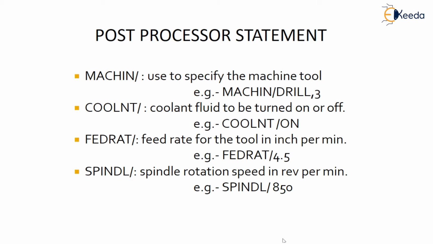For machining codes also, we will use MACHIN slash, used to specify the machine tool. For example, MACHIN slash DRILL, comma 3. Coolant fluid to be turned on or off: COOLNT slash ON. Feed rate for a tool in inch per minute: FEDRAT slash 4.5 inch per minute. Spindle rotation speed in revolutions per minute, that is SPINDL slash 850.